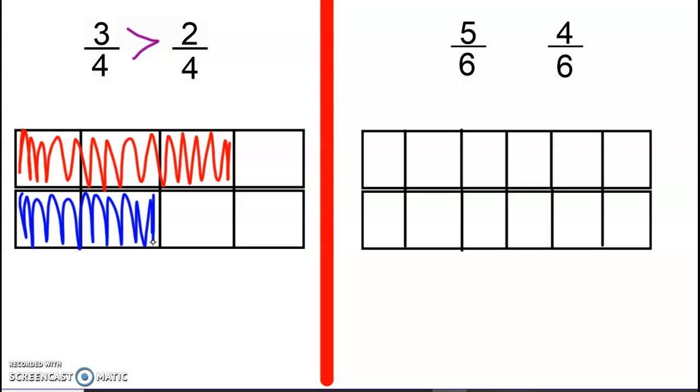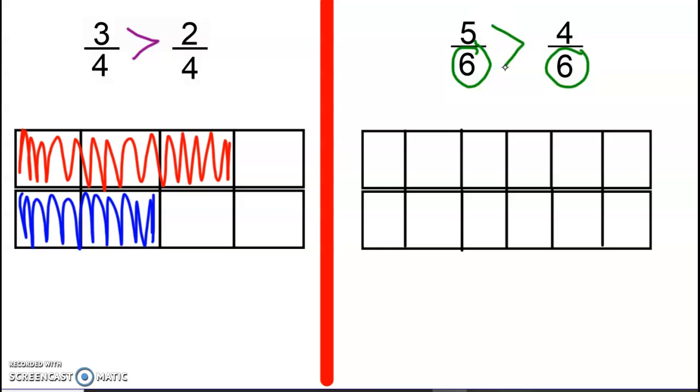See if you can figure out the next one: 5/6 or 4/6. When the bottoms are the same, the bigger top wins the game. So based on that saying, which fraction is greater? If you're thinking 5/6, you are correct. 5 is greater than 4.